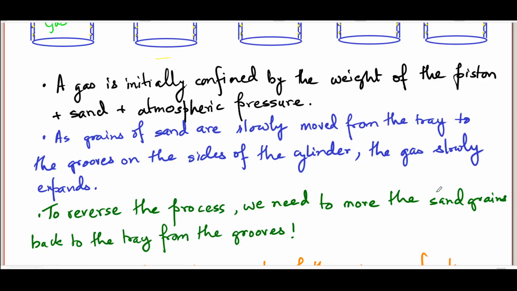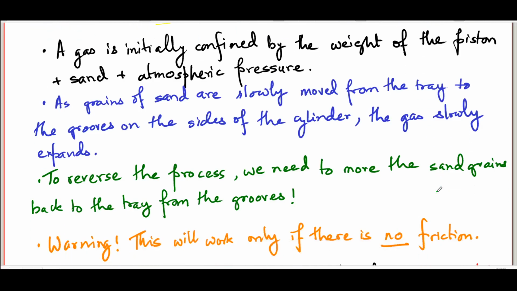So just to recapitulate, the gas is initially confined by the weight of the piston and sand and atmospheric or hydrostatic pressure, whatever is on top. As grains of sand are slowly moved from the tray to the grooves on the sides of the cylinder horizontally, the gas slowly expands. And to reverse the process, all we need to do is move the sand grains back to the tray from the grooves, once again moving them horizontally, so that the agency which does that does no work in the process. Now there's one important thing that we have to remember.